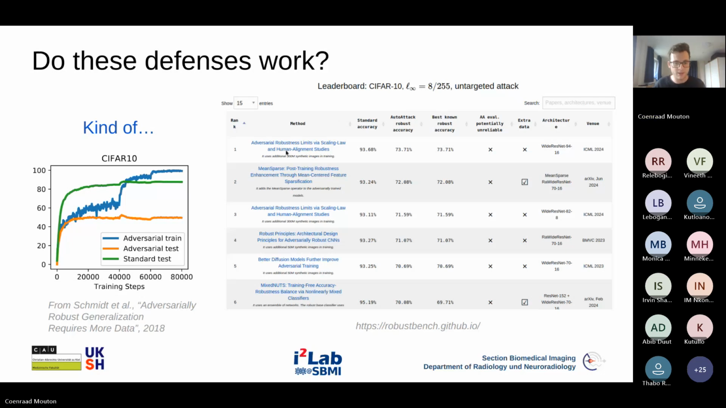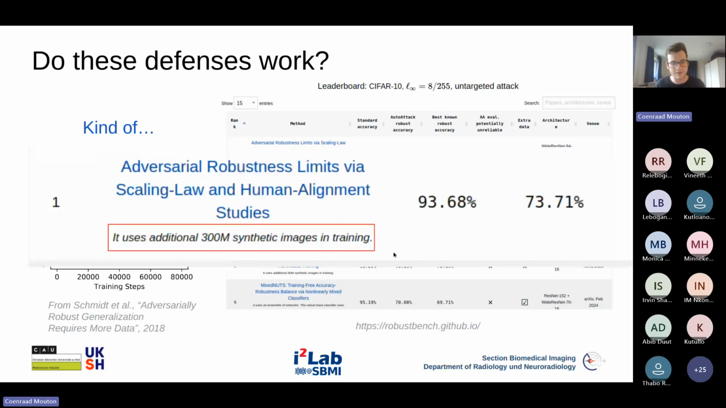So if I zoom in on the top solution here, you'll see that there's a little note that says it uses an additional 300 million synthetic images in training. I want you just to take a moment and consider how kind of silly this is. This is a simple 10-class classification problem.